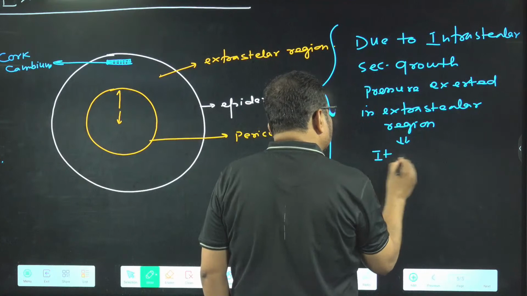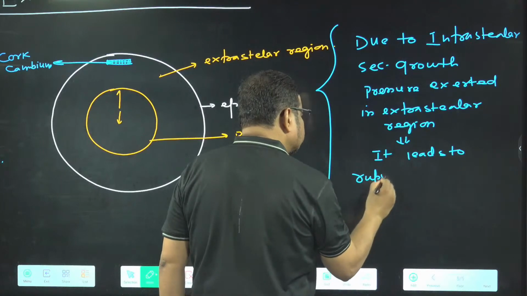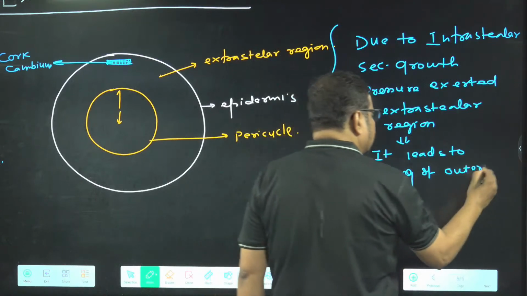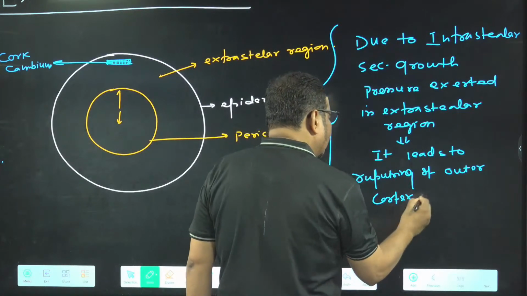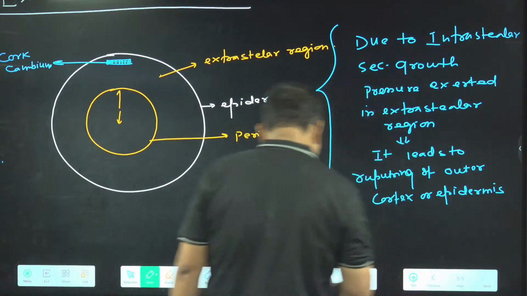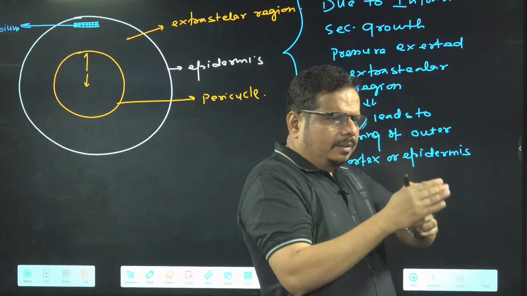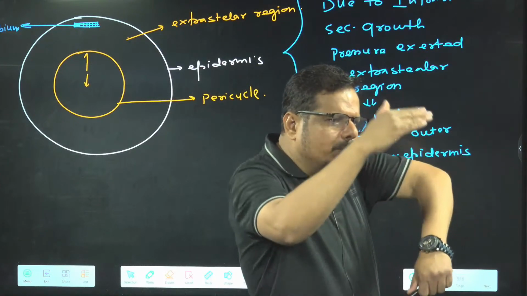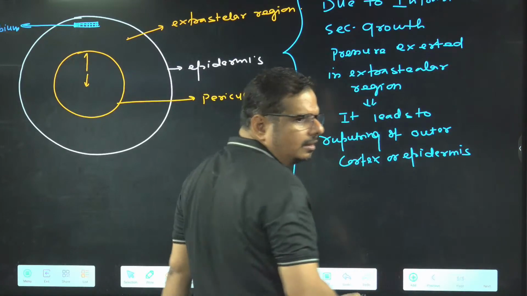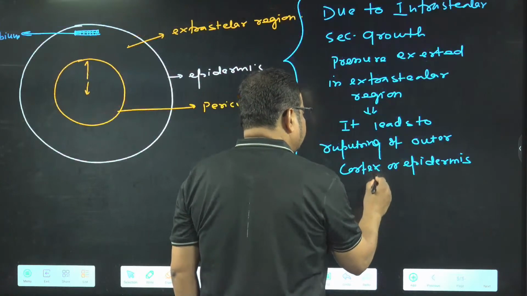It leads to rupturing of outer cortex or epidermis. Who gets ruptured? Who can't bear the pressure. So the outer layer can't bear that pressure because they don't have support. Who have support, they can't rupture. So the outer layer doesn't have support, so they get ruptured. Getting the things or not? Right. Rupturing of outer cortex and or epidermis.